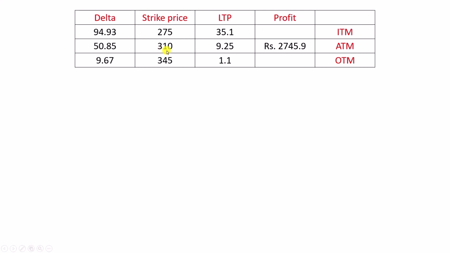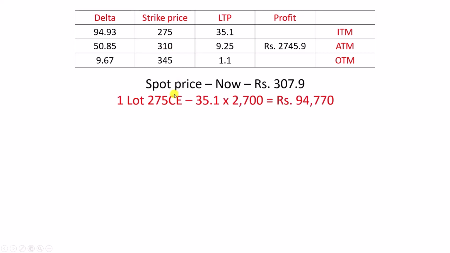Now, what if I select a different option? Let me now consider the 275 CE strike price. So instead of buying the earlier strike price, I buy this strike price. To buy this strike price, I need to pay 35.1 into 2700, which is 94,770 rupees. So I need to pay 94,770 rupees to buy one lot of Canara Bank option.